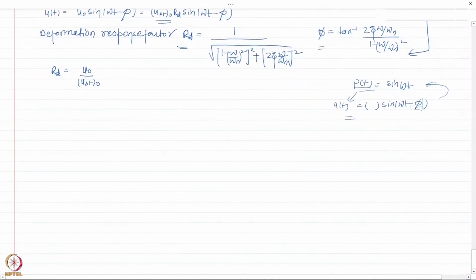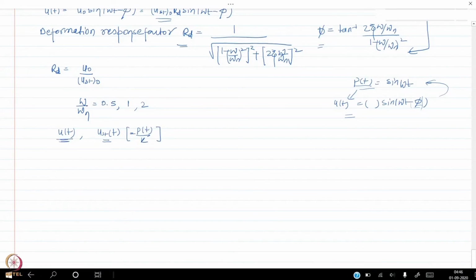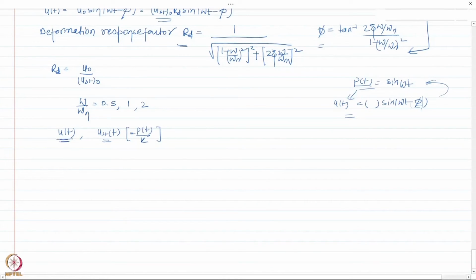So what I have done here is I have considered systems with different values of frequency ratio. Let us say 0.5, and then I've considered systems with omega by omega n equal to 1 and then 2, and I've plotted the dynamic response u(t) and also the static response u_st. Remember, these are not the peak values, these are the time variations, where u_st is nothing but p(t) divided by k, without the influence of any mass, and u(t) is of course the dynamic displacement obtained by solving the differential equation.